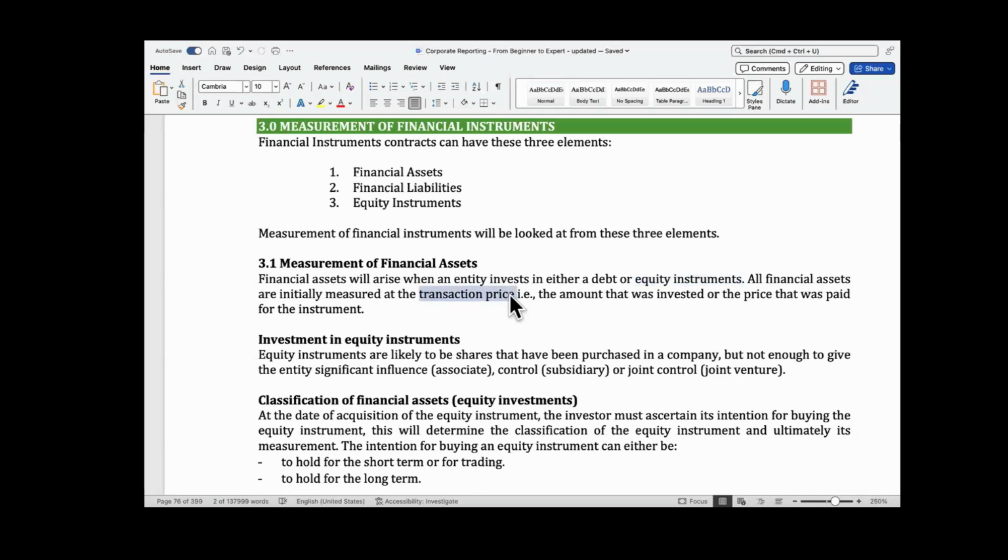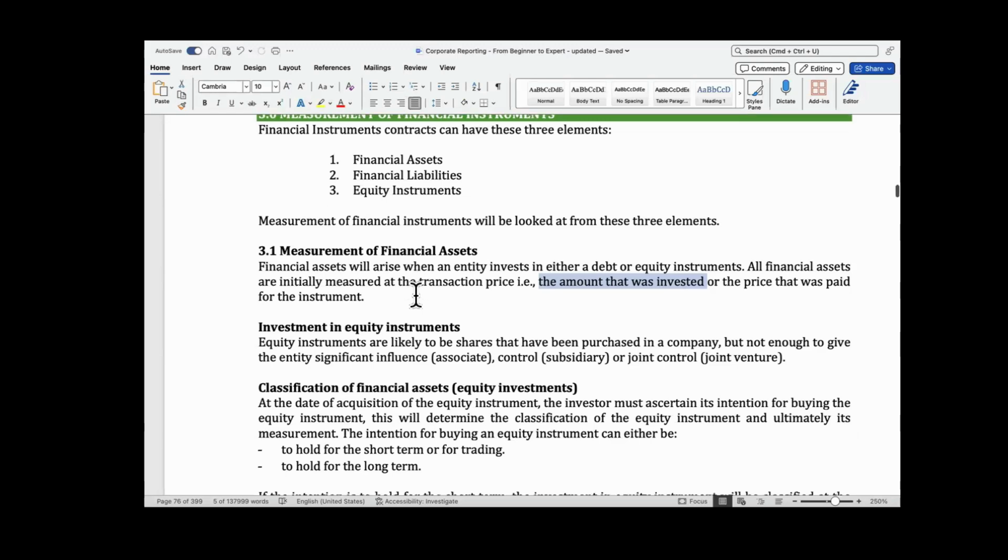It is initially measured at transaction price, and it is logical. Transaction price here means the amount that you invested or the price that you paid for the instrument. That is the transaction price, and that is the amount at which you would put those investments in your books.